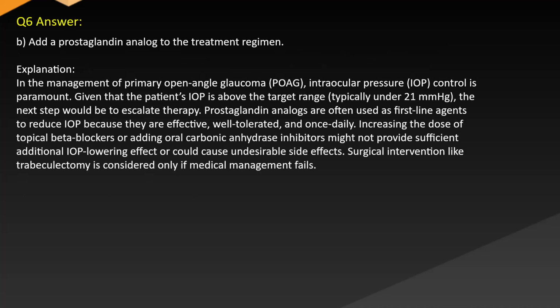Answer. B. Add a prostaglandin analog to the treatment regimen. Explanation. In the management of primary open-angle glaucoma (POAG), intraocular pressure (IOP) control is paramount. Given that the patient's IOP is above the target range, typically under 20 mmHg, the next step would be to escalate therapy. Prostaglandin analogs are often used as first-line agents to reduce IOP because they are effective and well tolerated, once daily. Increasing the dose of topical beta blockers or adding oral carbonic anhydrase inhibitors might not provide sufficient additional IOP-lowering effect or could cause undesirable side effects. Surgical intervention like trabeculectomy is considered only if medical management fails.